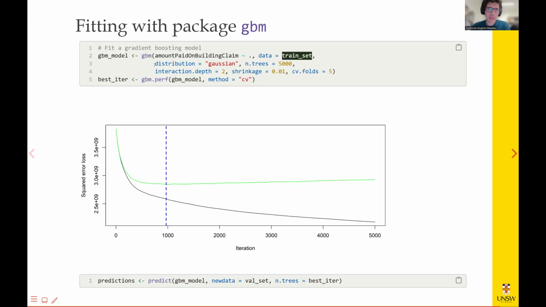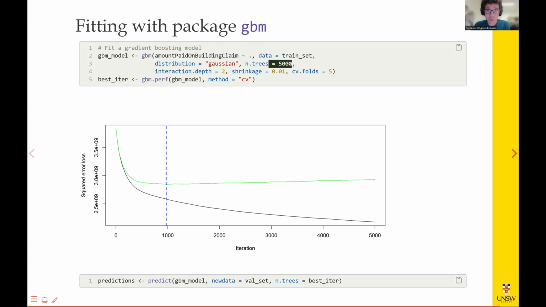Distribution equals Gaussian, don't be confused by this. We're fitting a tree, so it's not like we assume anything is normal here. Distribution equals Gaussian here has only the effect of having our criterion to build the trees be RSS, the residual sum of squares, right? Just value minus prediction squared, okay? That's all distribution equals Gaussian does.